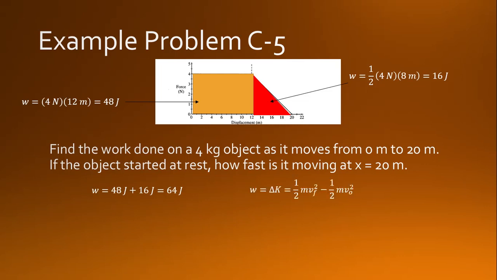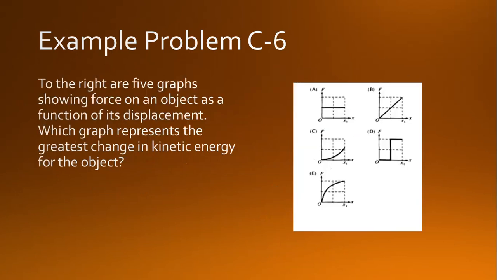Now if I want to figure out what the change in kinetic energy is, or change in velocity, I could use the work energy theorem. 64, the work done, is equal to change in kinetic energy. Luckily I've made my initial velocity 0, so that last term cancels out. And so I can solve this by multiplying both sides by 2, dividing by m, and then square rooting everything. What you find is that this object is moving at 5.66 meters per second at x equals 20 meters.